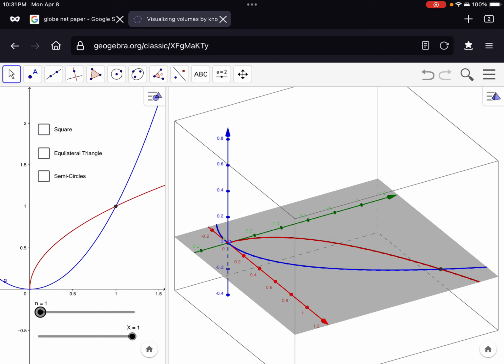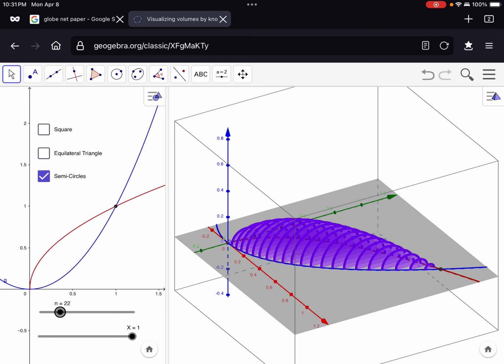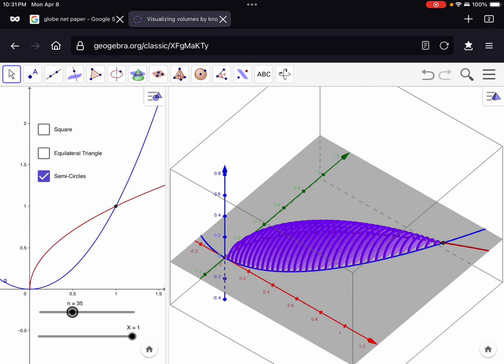All right, and then what happens if we had that cross section be a semicircle? It would be a semicircle like this. Again, you can see the size of the semicircle depending on where that function is defined for the cross section. And then once I have a certain number of semicircles, I can see that that shape eventually turns into something that looks like this. Kind of cool to see that shape in the third dimension.